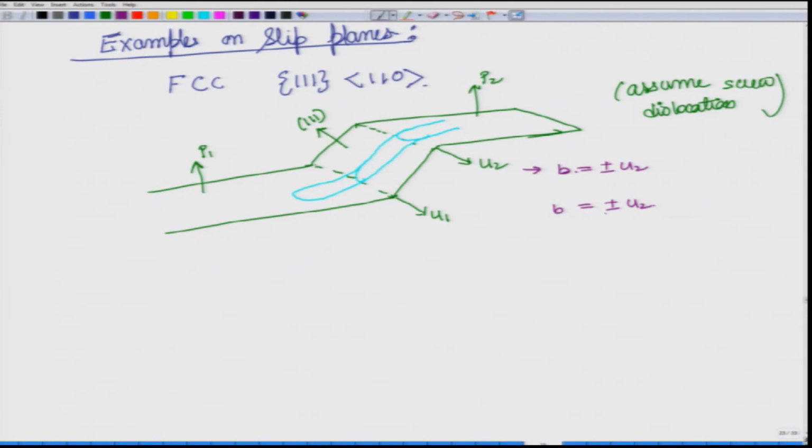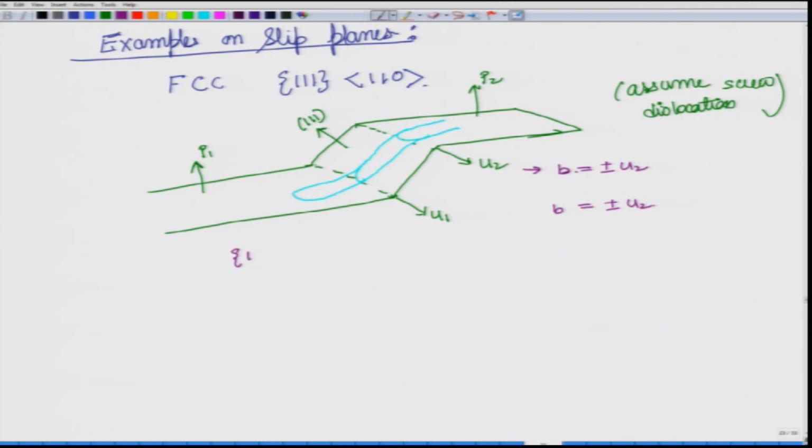Next, if this is a plane (1 1 1) and this is a plane (1 1 1), then, sorry, this is also another plane of this family {1 1 1}. Another thing is that whatever the Burgers vector is, this particular Burgers vector has to be common to both the planes. So, first let us see what the possible different 1 1 1 planes are.